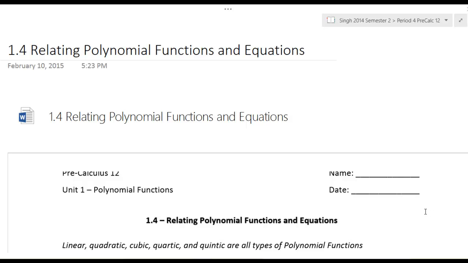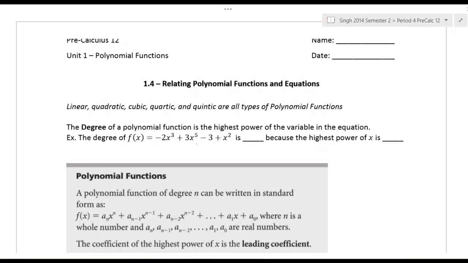Hi folks, this is the video for 1.4 relating polynomial functions and equations. The main goal of this lesson is going to be to graph polynomial functions by examining their properties and general shapes without the use of a graphing calculator. So here are the different types of polynomial functions we've looked at so far: linear, quadratic, cubic, quartic, and quintic.